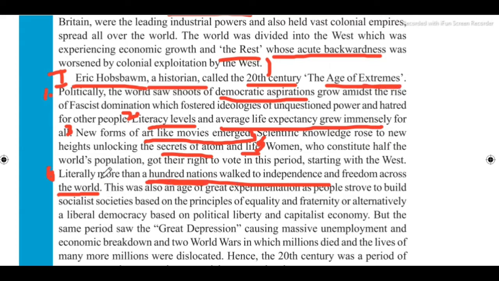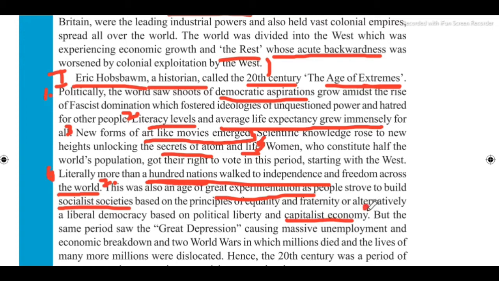So, seventh point will be age of great experimentation as people sought to build socialist societies. During this period, the world has seen two important ideologies. One is socialist ideology, another one is capitalist ideology. So, socialist ideology was headed by USSR, whereas the capitalist headed by United States of America.